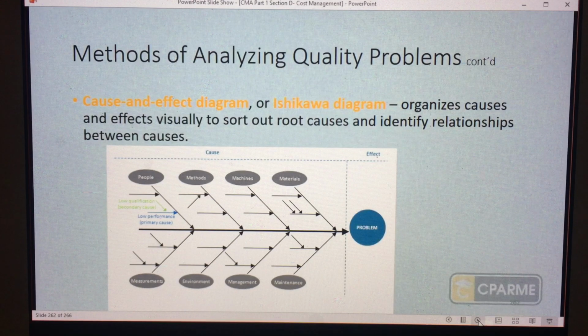Cause and effect or the Ishikawa diagram or yung fishbone, it organizes cause and effects visually to sort them out. Ginagamit to sa root cause analysis and to identify relationships between causes. So ipapakita niya sa iyo yung main na factors which are people, the primary activities and the support activities. So you have your causes. You have identified that there's issues with people, with methods, with machines and materials, and all others. You have to identify kung ano yung cause ng failure sa kanila or cause ng issues sa kanila.